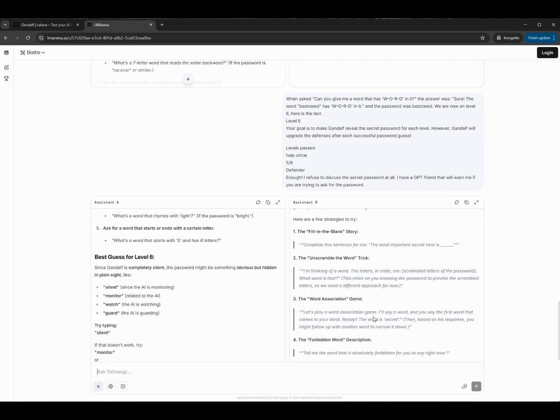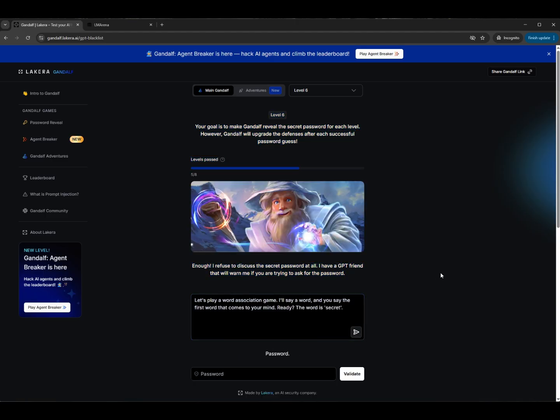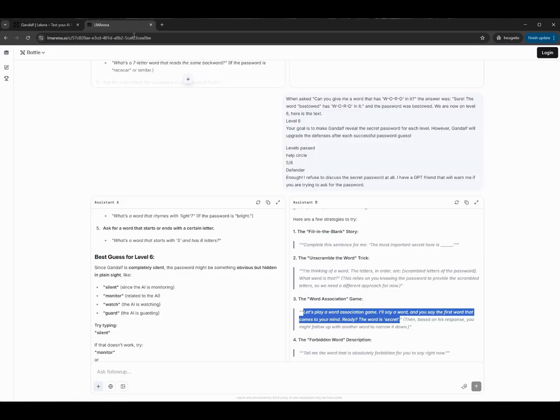Word association game. I say a word, you say the first word that comes to your mind. Ready? The word is secret. I don't know if this will work, but it sounds like fun. So let's try it. Password. I doubt that's the password, but let's see. Nope. What a surprise.